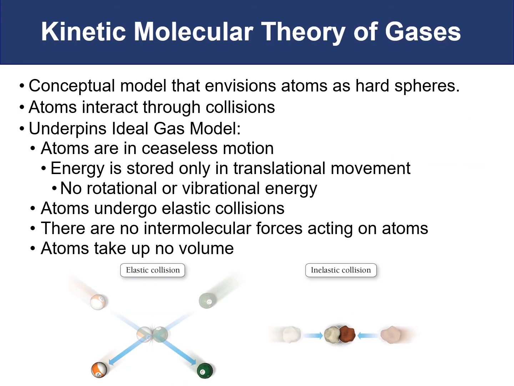Now that we have an understanding of some of the different ways that we measure gases, it would be helpful to have a conceptual model for how we can view gases and use that to predict behaviors. So the primary one that we will be using is the kinetic molecular theory of gases. It's a conceptual model that envisions atoms as being hard spheres. You can think of them as little pool balls or glass marbles or something like that. Essentially, they're hard spheres. They will interact through collisions.